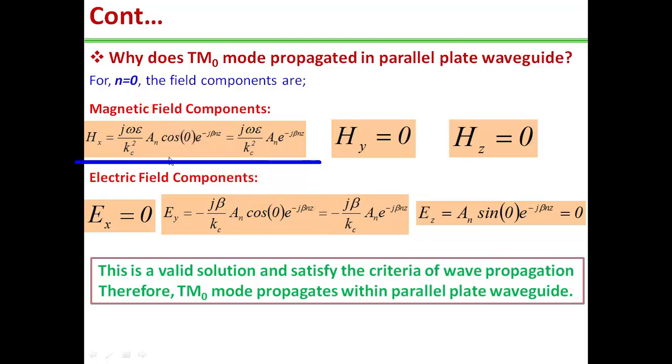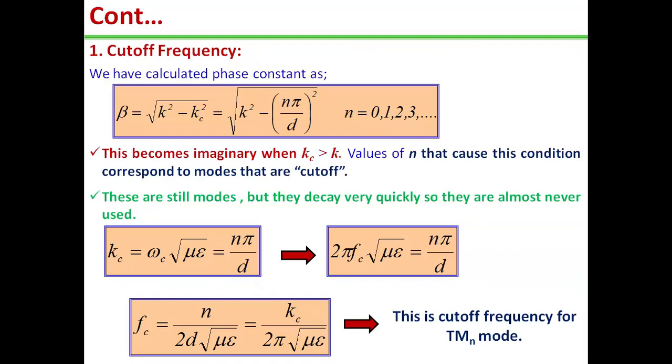So we have the Hx component and Ey component when n is equal to 0. Therefore, this is a valid solution and satisfies the criteria of wave propagation. Therefore, the TM0 mode propagates within the parallel plate waveguide, unlike the TE0 mode. Now we have to calculate different parameters for the TM mode in the parallel plate waveguide.